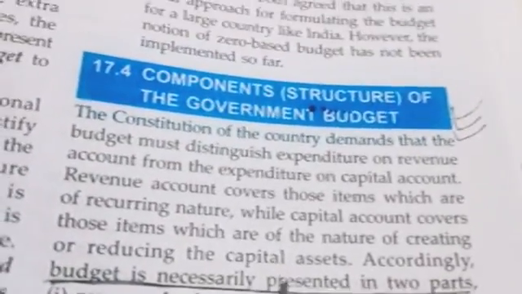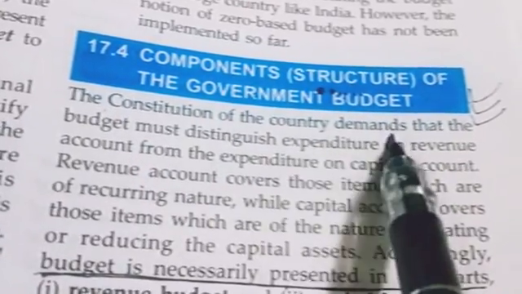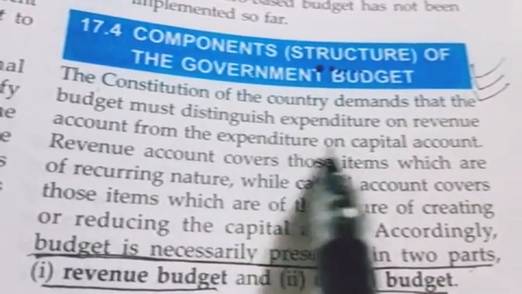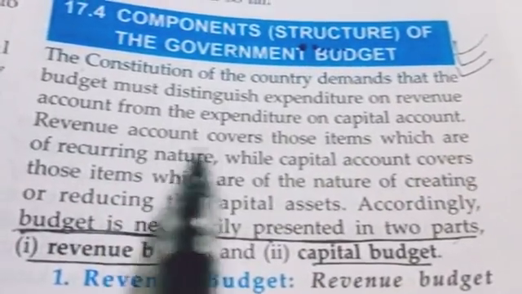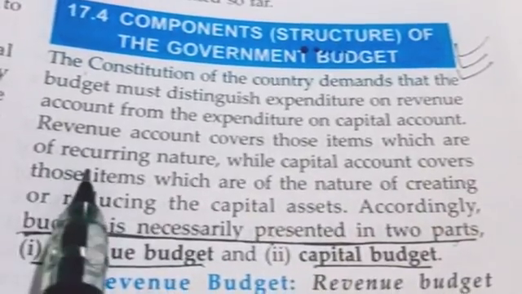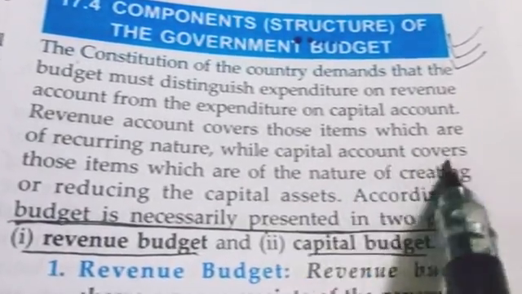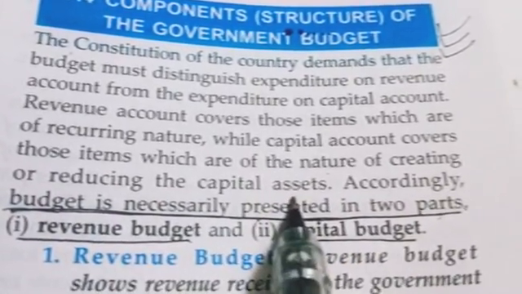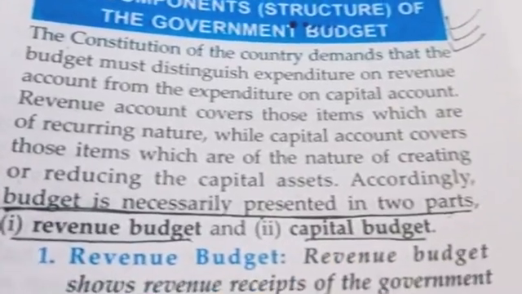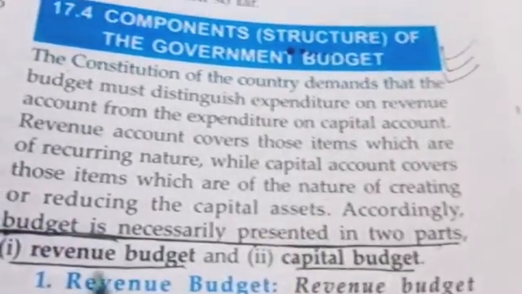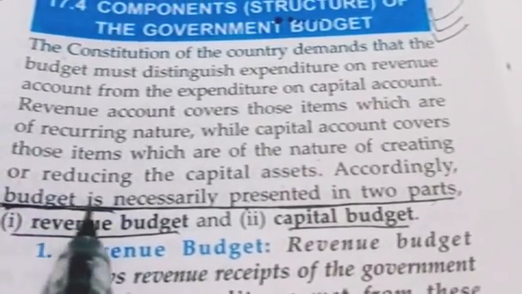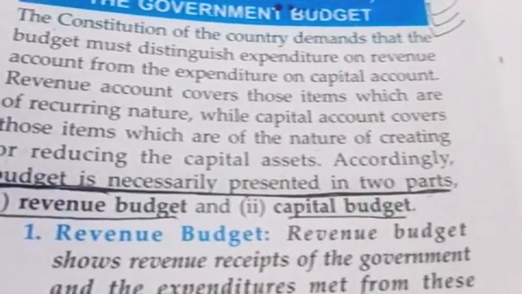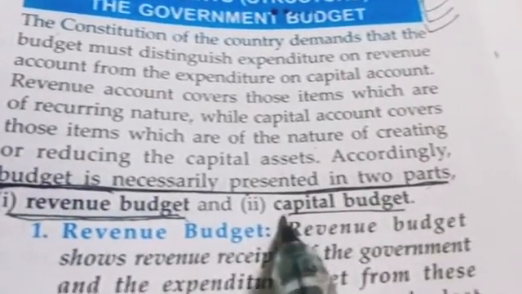Okay. Now, before this, the constitution of the country demands that the budget distinguish expenditure on revenue account from the expenditure on capital account. Revenue account covers those items which are of recurring nature, while capital account covers those items which are of the nature of creating or reducing the capital assets. These things you need not understand. You need to understand only one thing, that budget is necessarily presented by the finance minister in two parts. What are the two parts? Revenue budget and capital budget.